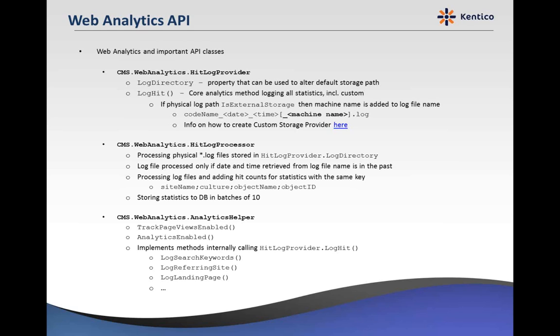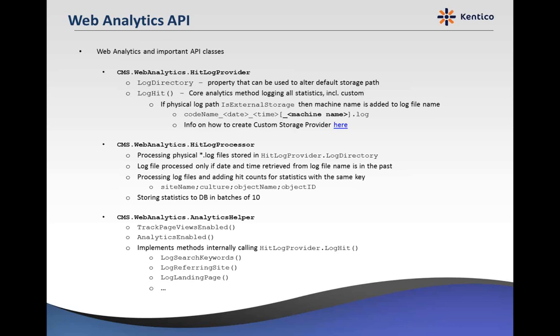So perhaps the most important class of all would be HitLogProvider from the CMS.WebAnalytics namespace. That's the first one that I'm talking about, because it allows you to change the default value of the LogDirectory property, which is the property that defines the path of the physical log storage. So when I was talking about the option to change the path for the log files, instead of App_Data, I want to use some external storage, or maybe some shared network storage, or maybe just some other directory on the web server, I can do that by changing LogDirectory.